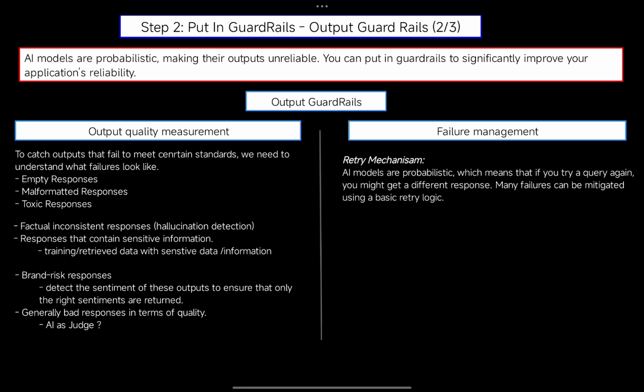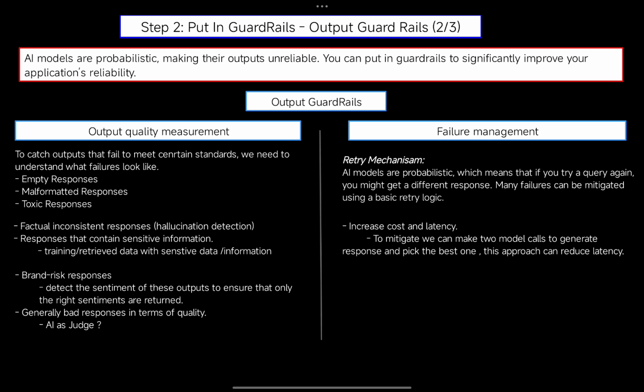So as I mentioned, these models are probabilistic in nature, so most of the time if you rerun the query, because of this probabilistic nature, it will do corrections in the output and you will get better responses. So if you are getting an empty response, then if you retry, it might generate the response the next time, right? In that way you can mitigate those issues with retry logic. But this increases the cost and latency because you are making multiple calls based on the failure.